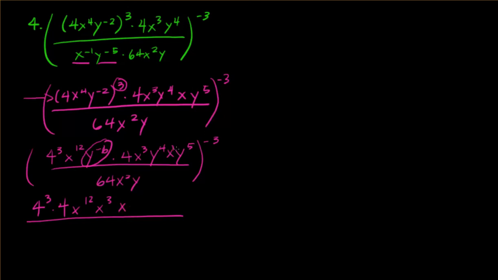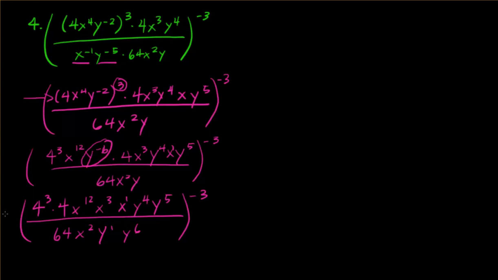Right here, it's x to the 1. You can put a 1 there if you want. Okay, and then we have a y to the 4th, and then a y to the 5th. And then down here we have a 64, and an x to the 2nd, y to the 1, and y to the 6th. And all of it to the negative 3. Okay?